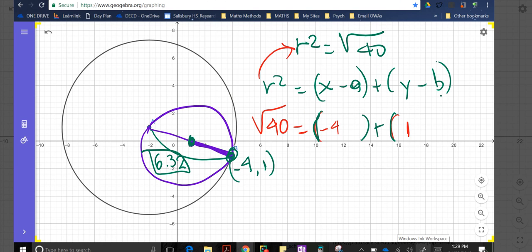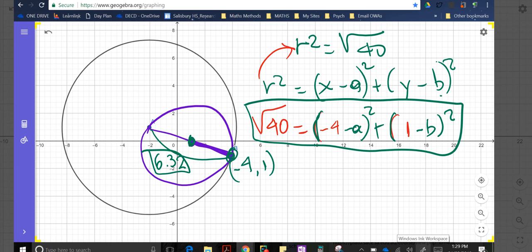So squared and squared, this is the formula, remember? I have to put here -4 minus a and 1 minus b. At this stage, I don't know these points. I have to solve it, but it's not in your course to solve simultaneous equations, so I can't solve this. They will ask you just to write the equation of the circle with the given numbers.